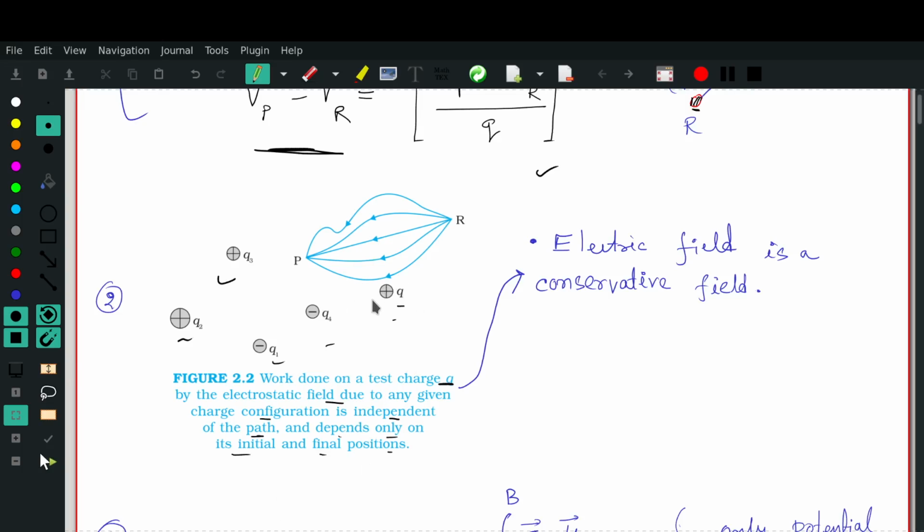That means let's say we have this charge Q, and our sole task is to take this charge Q from point P to point R. You can take any path, right? You are bringing it from R to point P, that's fine. You can take a straight line, or a curvy path, or something more funny kind of paths. But it doesn't matter what kind of path you choose.